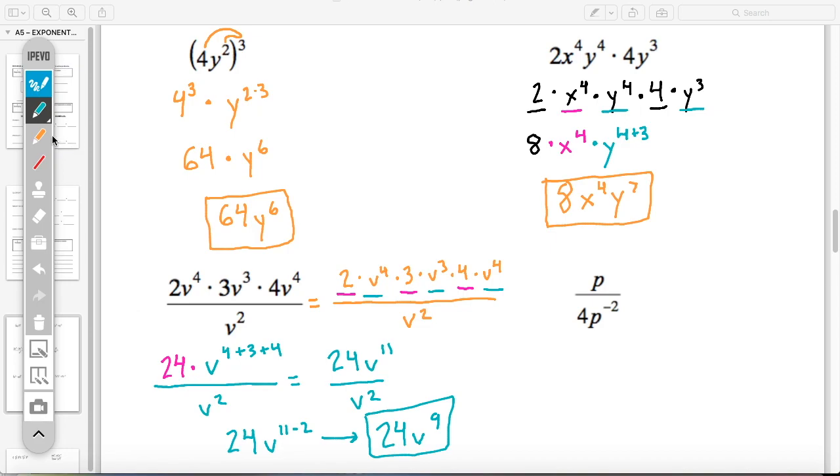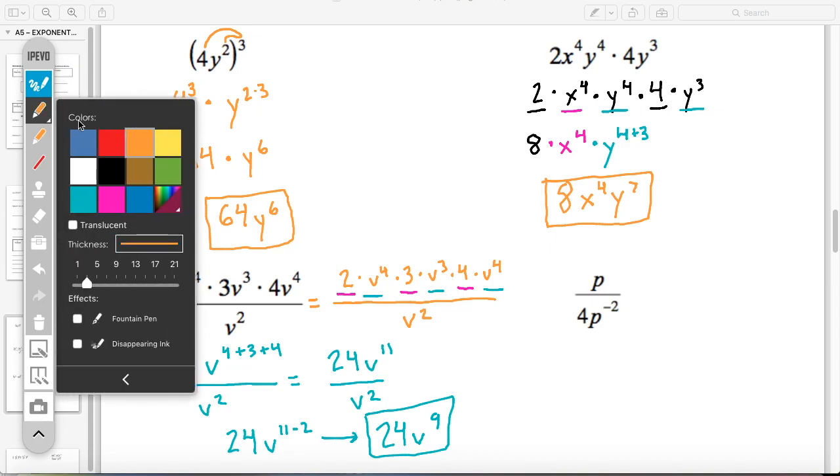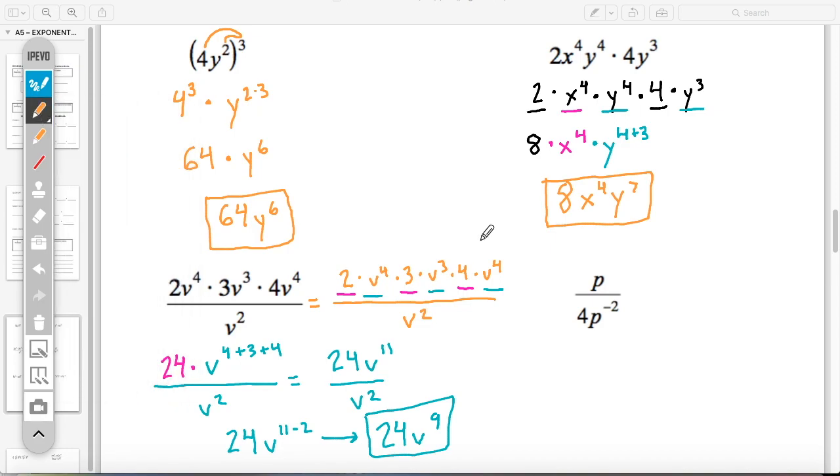Okay, so let's take a look at my next one. I have p divided by 4p to the negative second power. First off, I'll rewrite this: p divided by 4 times p to the negative 2. I have a negative exponent here, so I'm going to cross the line and switch the sign.